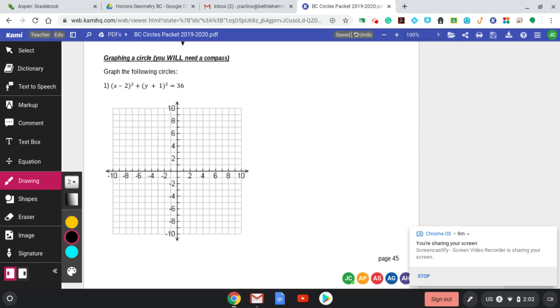If we were in class graphing a circle, I would have you use a compass, but I'm not going to. You can freehand it. I hate saying that, but yeah, you can freehand it. First, if I'm going to graph this circle, I still need two things: where the center is, and what the radius length is.